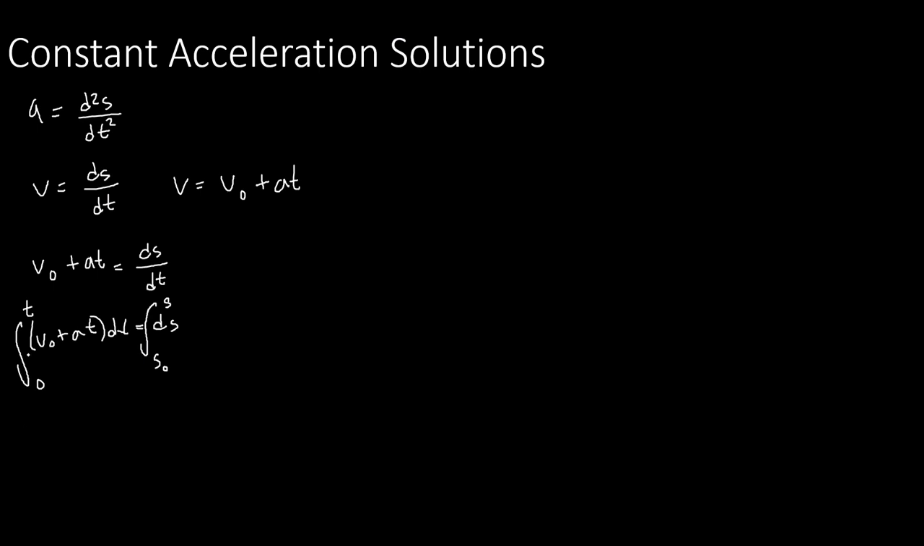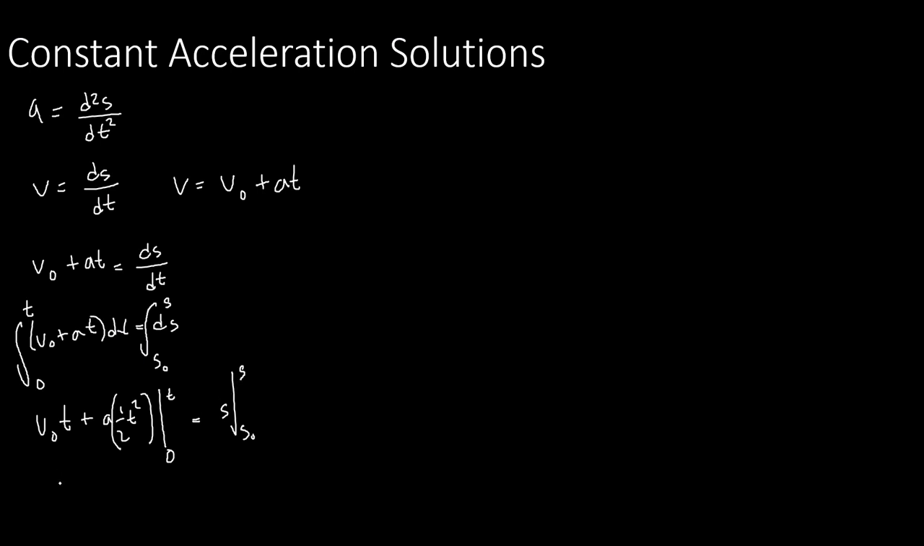So this first part, just v naught, well, the integral of v naught with respect to t is just going to be v naught t, because it's a constant, and then integrating this at term is going to be a times 1/2 t squared. And we're going to take that from 0 to t, and that's just going to be equal to s from s naught to s.